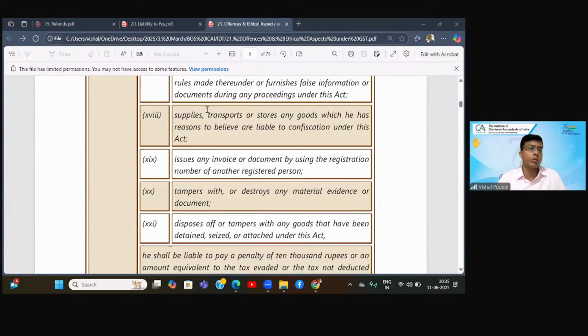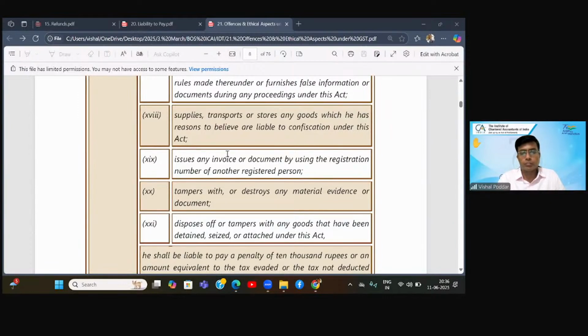Despite that, you sold the goods. Despite that, the transporter transported the goods. Despite that, the goods were stored by the warehouse keeper, knowing that such goods have been involved in something which is not permitted by the law, and the goods are liable for confiscation. Still, you are doing any of these things. So again, you are a party to this wrongdoing.